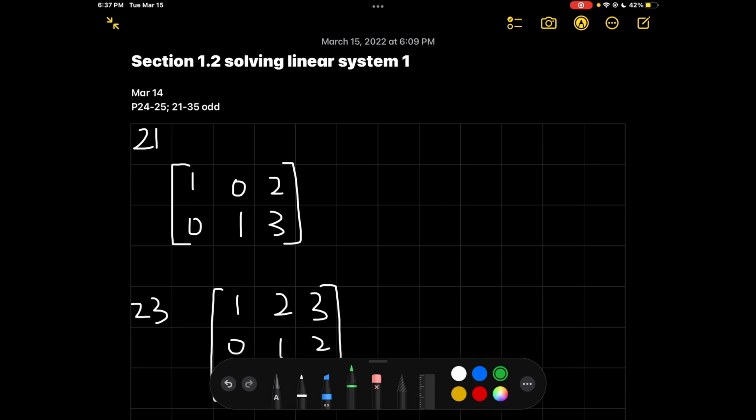So for the first one, we have a leading 1, and the other entries are 0. The second row has a 1 as well, and the other entries in that column are 0 as well. And also this goes diagonally downward to the right. So this is reduced echelon form.